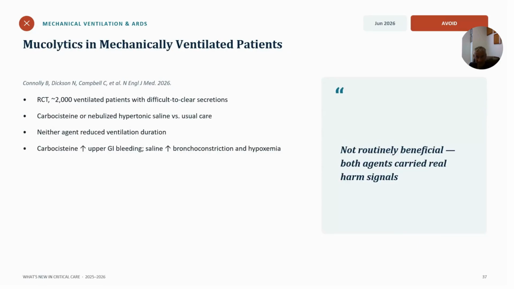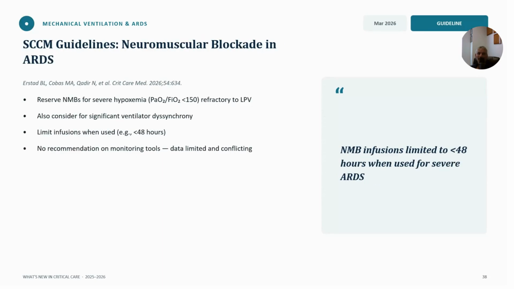How about mucolytics in mechanically ventilated patients? Another New England Journal of Medicine trial, 22,000 ventilated patients. Difficult to clear secretions. Should you give carbocisteine, which is sort of like mucomist, or nebulized hypertonic saline? Neither agent reduced ventilation duration. Carbocisteine increased upper GI bleeding, and the saline increased bronchoconstriction. So it's not routinely beneficial.